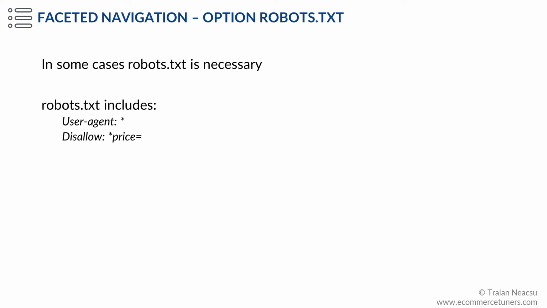If you use parameters in URLs and would like to prevent the crawling of all the URLs generated by selecting values under the price filter, you would add something like this in the robots.txt file. This directive means that any URL containing price equals will not be crawled.